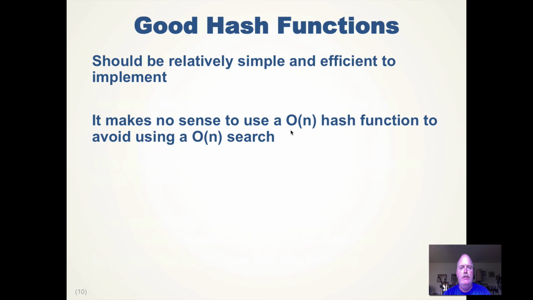So what is a good hash function? It should be fairly simple and efficient to implement. We don't want to use a big O of n hash function to avoid doing a big O of n search, because if you could just start at 0 and go through the table until you find the item, that's a big O of n. So why spend a big O of n operation to find its index when you can just loop through all the indexes? So we want a reasonably quick hash function, and the math that we showed for doing the prime times is a reasonably good hash function. It's quick, it's basically big O of 1, it's not that expensive.